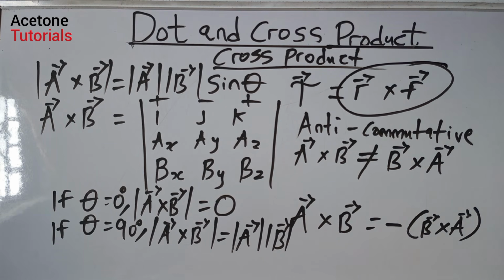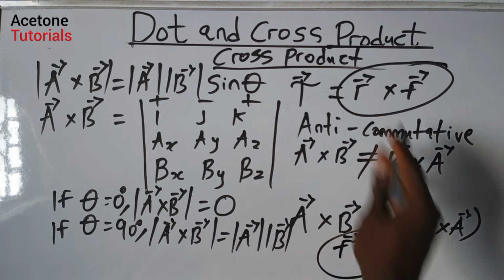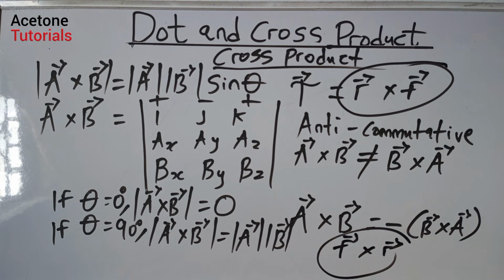If you are dealing with magnitude, it doesn't matter, but if you are dealing with vectors, you have to be very careful. R cross F. If you do F cross R, you get the negative of this, which is not correct. So the correct formula for torque is R cross F.